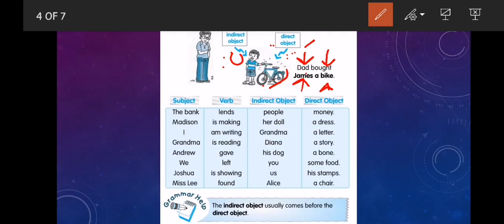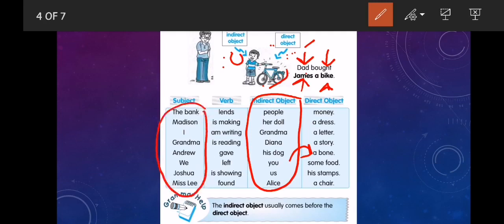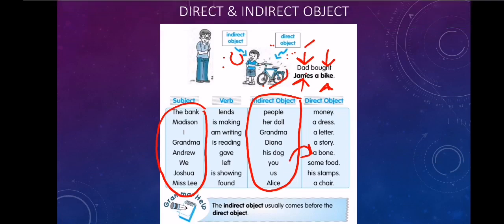The medicine is making her doll a dress. So it means indirect object ni is actually the one yang akan buat ini direct object. Okay, subjek di sini hanya untuk memberitahu lah. Okay, alright. Indirect object usually comes before the direct object. So make sure indirect object tu sentiasa sebelum direct object.